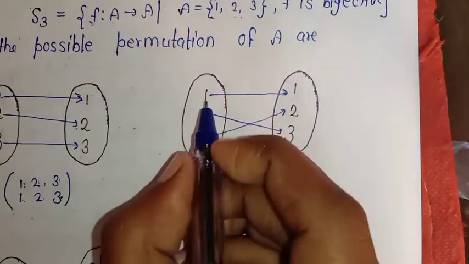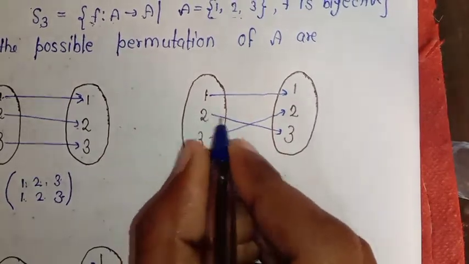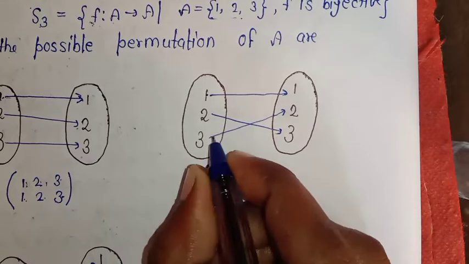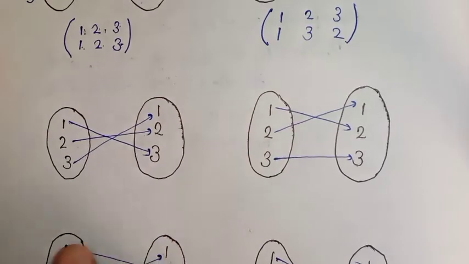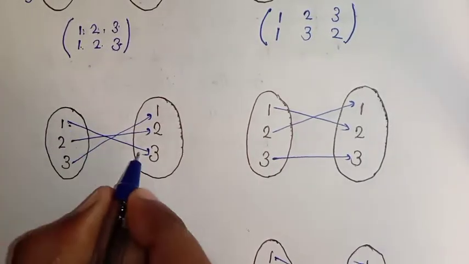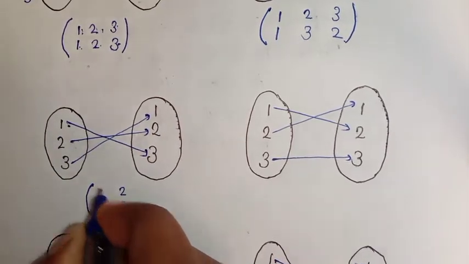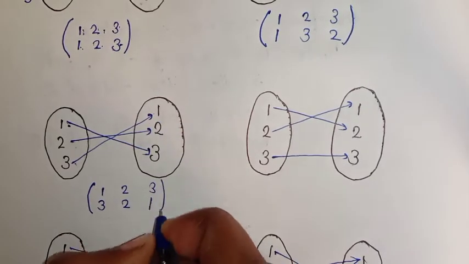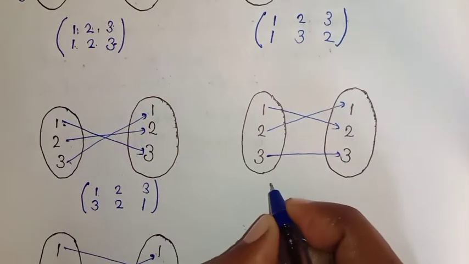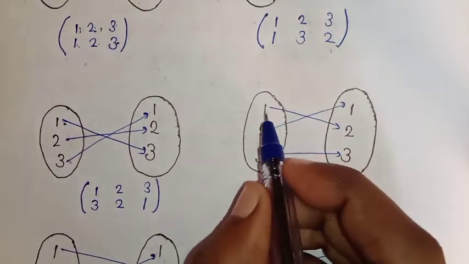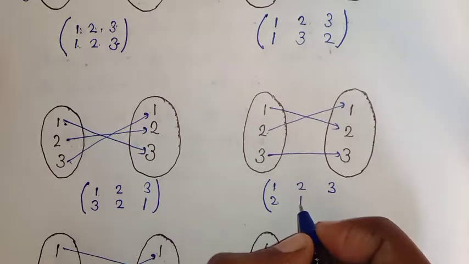Now we see our second. Here 1 is going to 1, so we write 1, 1. 2 is going to 3, so 2, 3. 3 is going to 2, so 3, 2. Now if we see our third case, 1 is going to 3, so 1, 3. 2 is going to 2, so 2, 2. 3 is going to 1, so 3, 1. In all the cases, we have to write firstly the element and then just below it their image. So for this, write 1, 2, 3 and then the images: 1 is going to 2, 2 is going to 1, 3 is going to 3.